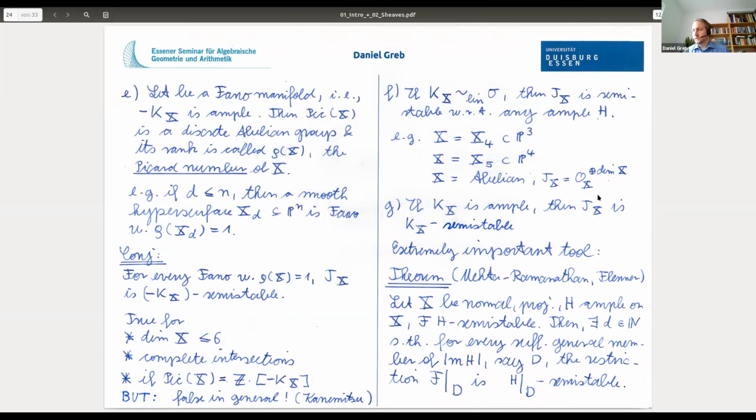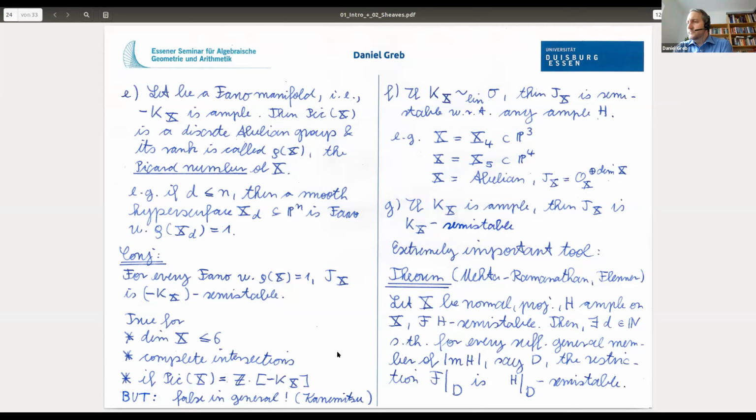And an extremely important tool in all of this is the Mehta-Ramanathan theorem, in the version I write here for normal varieties, and there's even an effective statement due to Flenner. It says the following. If I have a normal projective variety with an ample divisor H, and I take an H-semistable sheaf F, then there exists a natural number m, such that for every sufficiently general member D of the linear system of mH, the restriction of my sheaf down to D is again semistable, with respect to the polarization, the ample bundle that I get when I restrict it to D.